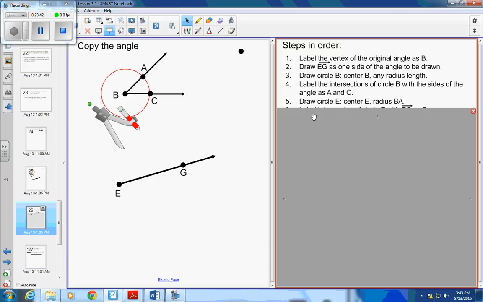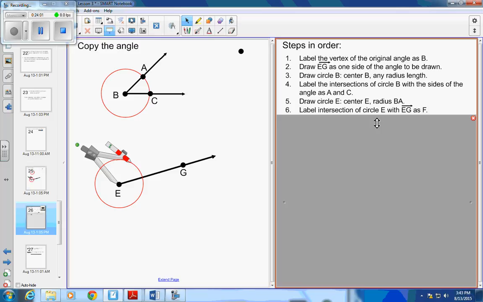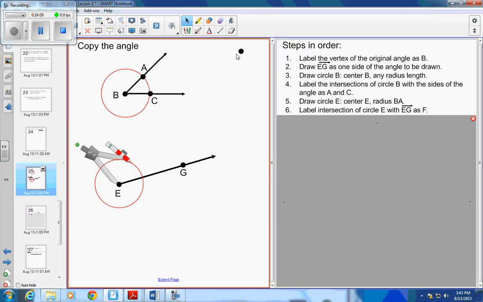Next step you should have picked out was draw circle E, centered at E, and you want the radius to be BA. So I want to keep the exact same compass setting, BA, come down to E, and draw a circle with the same radius. Label the intersection of circle E with EG as F, so I'm going to label that as F.